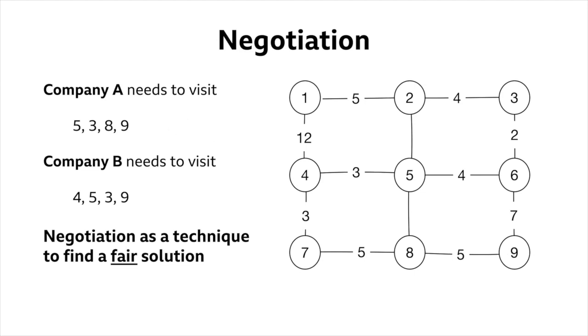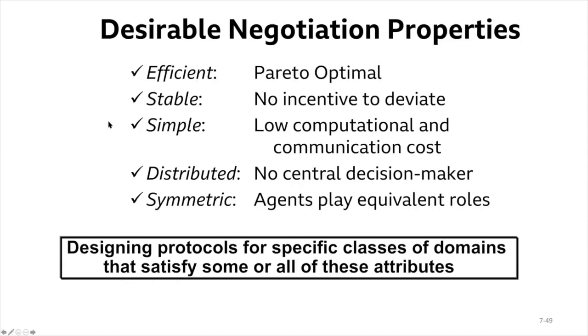Okay, and we talked about the desirable properties of negotiation protocols: efficiency, stability, simplicity, distribution, and symmetry. Incidentally, the only one that the protocol that I've described for you doesn't satisfy is simplicity, because finding out the cost of a tour, the cost of a set of tasks, involves finding the cost of the shortest tour. It's an NP-hard optimization problem. So it succeeds with all the others. It fails with respect to simplicity.